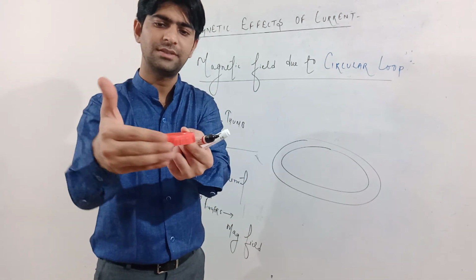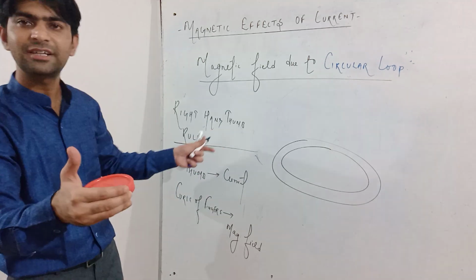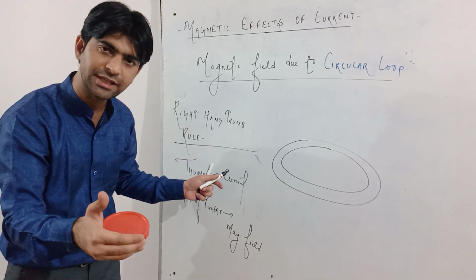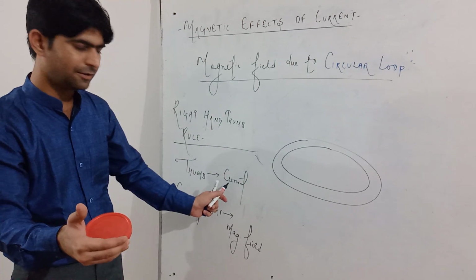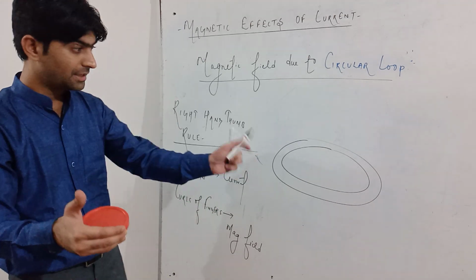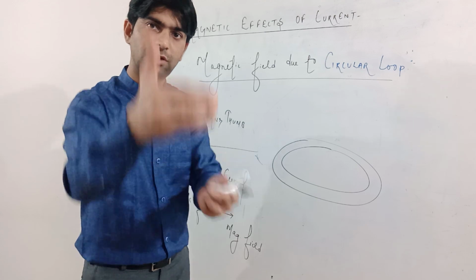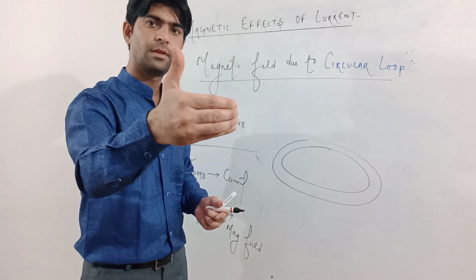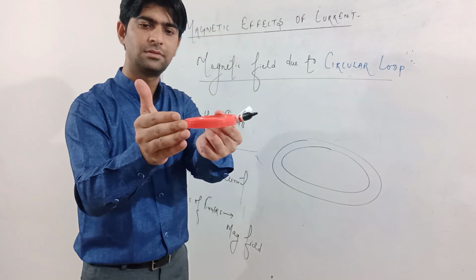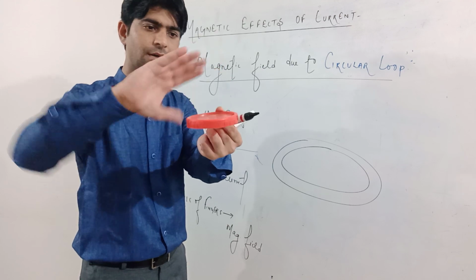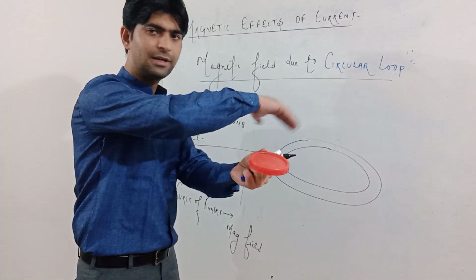The curls of fingers, which in the right hand thumb rule for a straight conductor we had seen, there the thumb indicated current. But in this case, for a circular loop, the curls of fingers indicate current. So where is the thumb going? If I am holding like this, the thumb is going upward. If the current circulates like this, here I have not yet drawn the direction of current.